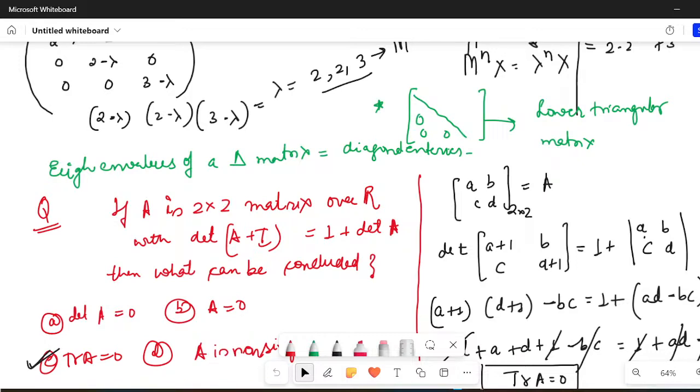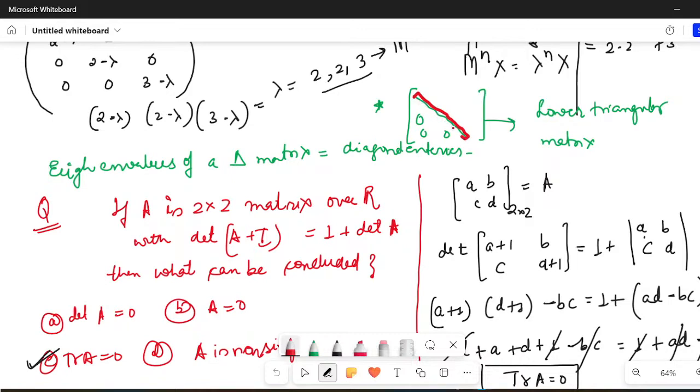Okay, just a little bit of correction from yesterday's lecture. I think I made a mistake here. Yesterday I was telling that the eigenvalues of a triangular matrix are the diagonal entries. They are nothing but the diagonal entries. Okay, these are your eigenvalues.